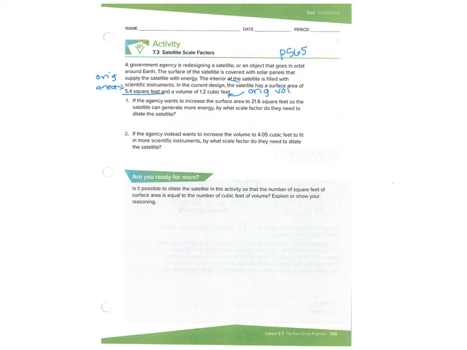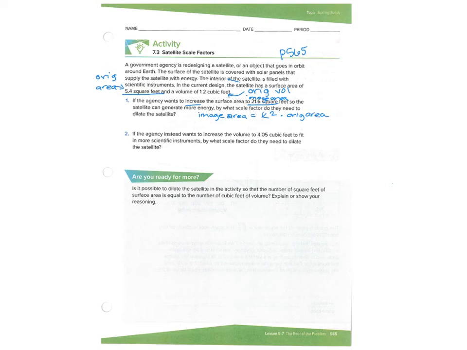So number one says if the agency wants to increase the surface area to 21.6 square feet, this is my image area. It's the area that comes after. It says what's the scale factor they need to dilate the satellite to make it bigger. So remember our equation, the image area equals, be careful, how does area change? It changes by the scale factor squared, so times the original area.